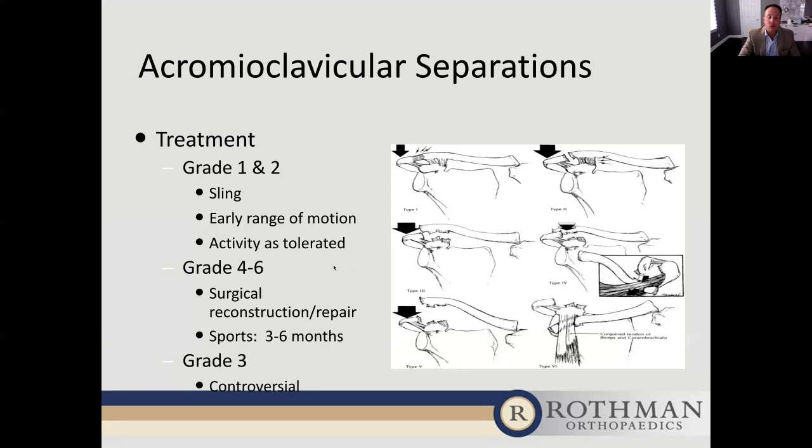So we usually will do surgery reconstruction. We try to do these acutely because they tend to do a little bit better than if we wait on them chronically. The grade 4, 5s, and 6s we fix. The grade 1s and 2s we don't. The grade 3s, like over here, are controversial. Sometimes we fix them, sometimes we don't.